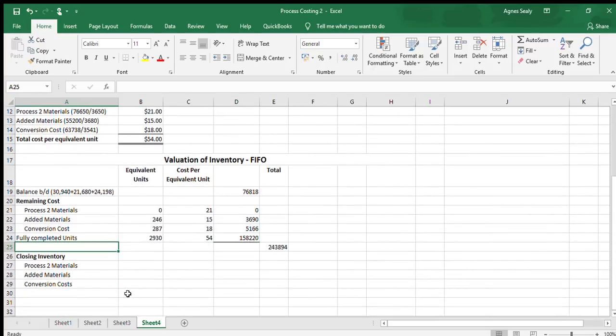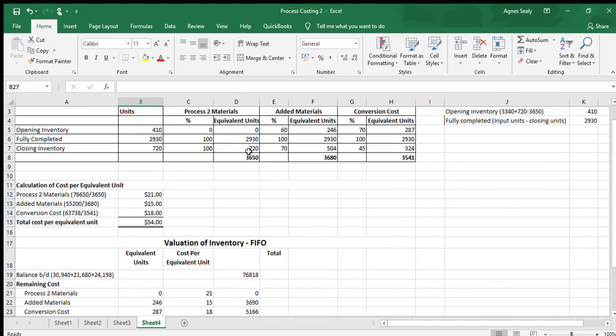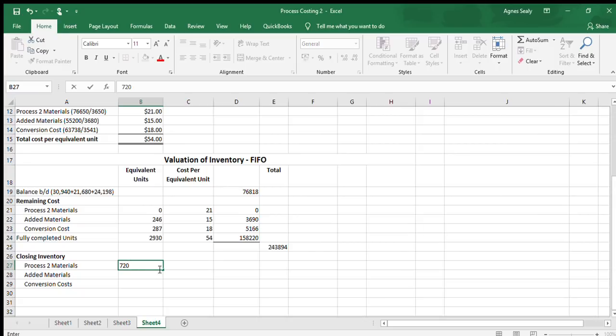So then we are going to look to calculate our closing inventory, the value of our closing inventory. We look at our opening balance, which is $76,818. We look at the value of the remaining costs there of process 2 materials, added materials, and conversion costs, and we look at the cost of our fully completed units. And then now we are looking to value our closing inventory. So let's look at the equivalent units for process 2 materials on closing inventory. The equivalent units for process 2 materials is 720 units, so 720. Process 2 material, the cost per equivalent unit is $21.